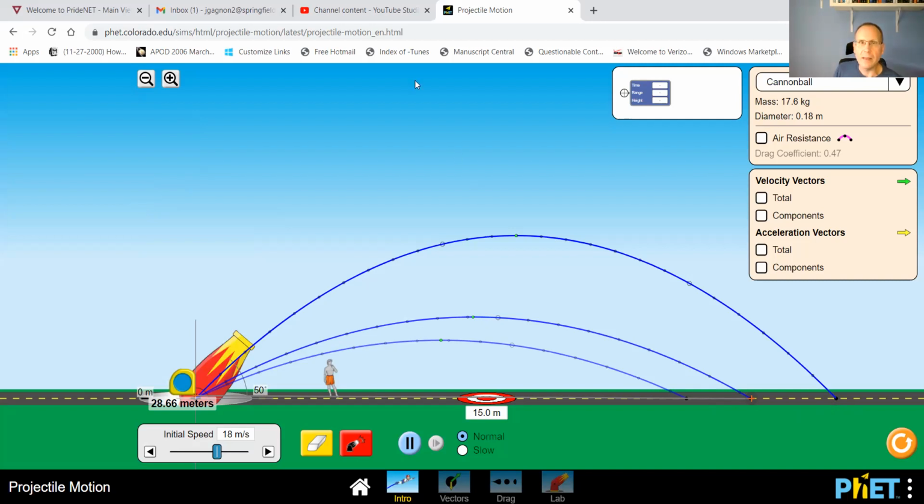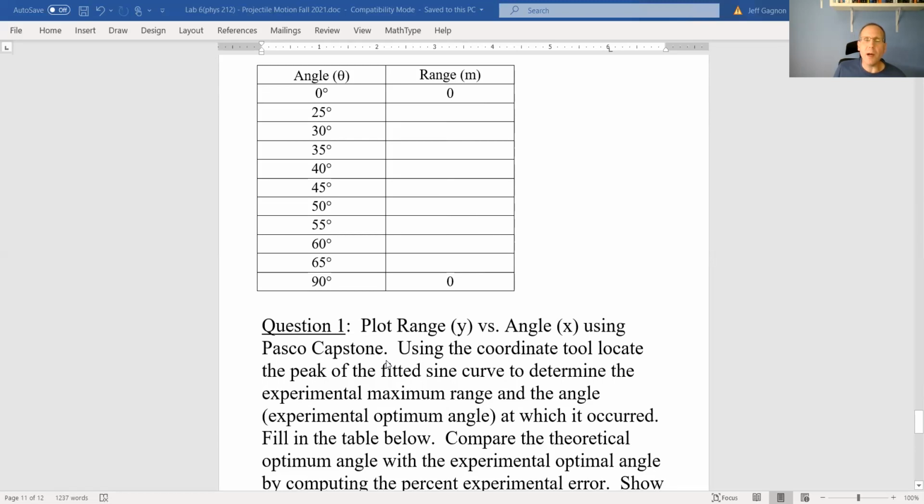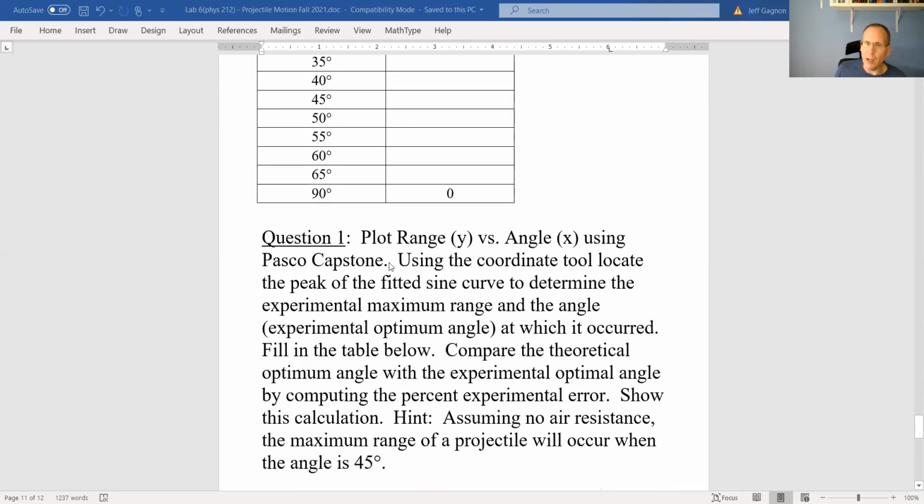Okay, so collect all that data. Let me go back to, all right, so I'm back at the handout. So you're gonna fill in this data table with those range values that you measured, right? Again, now we're in SI units, so this is meters. Then the questions, and I just started labeling them at 1 because this is different.